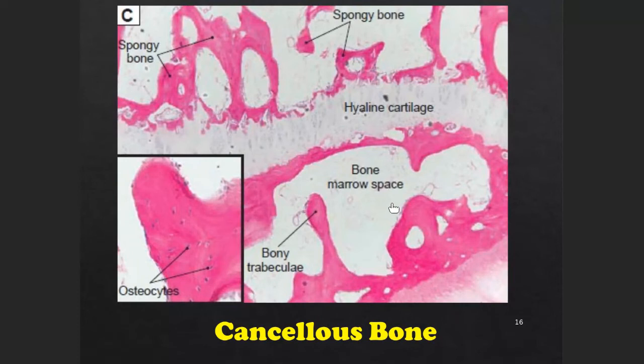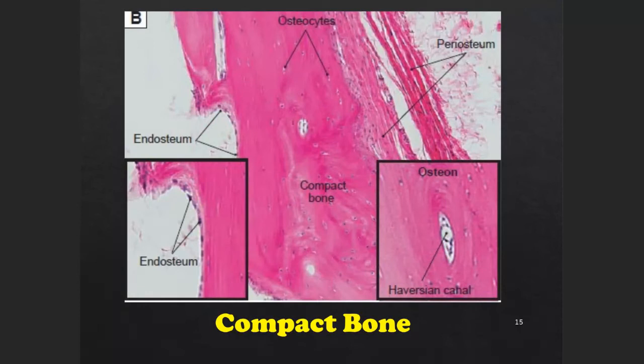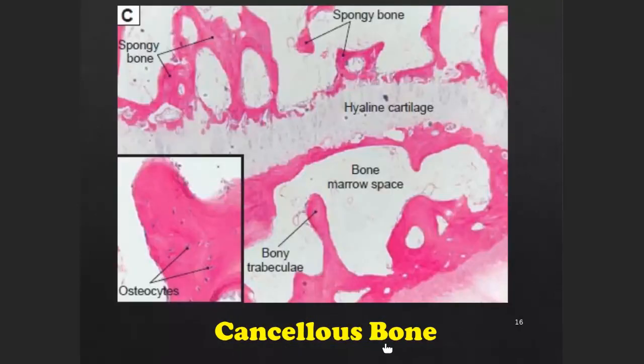So if I show you this picture and this picture, you should be able to differentiate that this is your compact bone and this is your cancellous bone or spongy bone or trabecular bone. So you can easily appreciate the difference. That's on the basis of the empty spaces. Understood all of you or not?